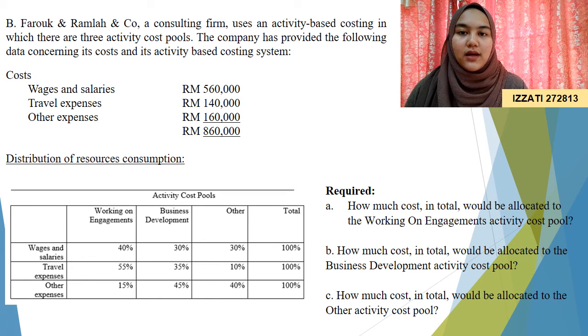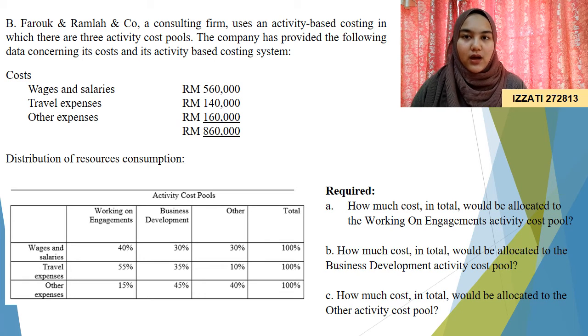Farouk and Ramlah, a cost hunting firm, use an activity-based costing system in which there are 3 activity cost pools. The company has provided the following data concerning its costs and activity-based costing system, which is cost for wages and salary, travel expense and other expense. The total for each cost is 860,000. The 3 activity cost pools are working on engagement, business development and other.